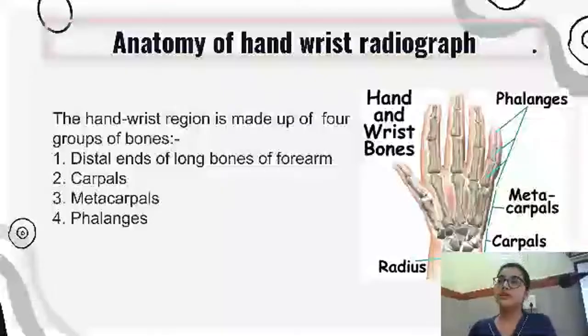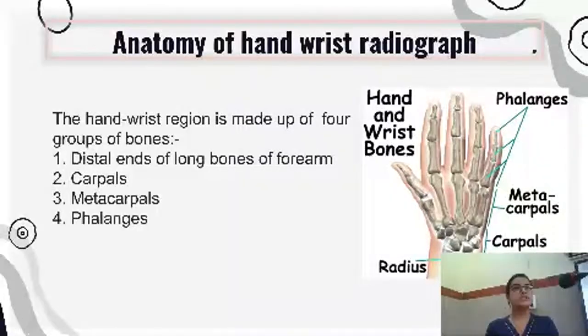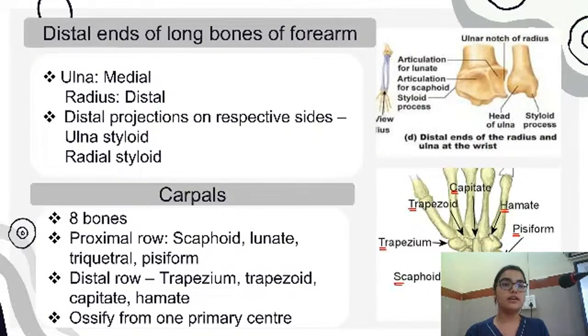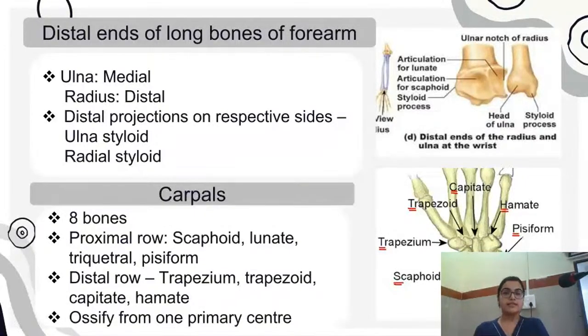First, we'll see the anatomy of hand wrist radiographs. The hand wrist is made up of four groups of bone: the distal ends of the long bones of the forearm, the carpals, metacarpals, and phalanges. The distal projection on the medial side is the ulnar styloid, and on the lateral side it is the radial styloid.